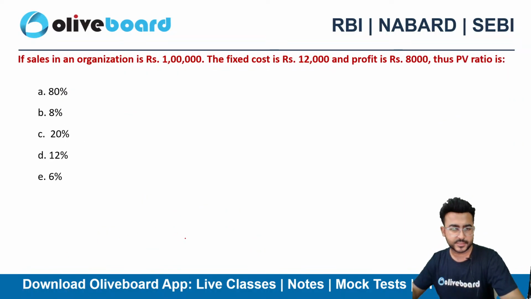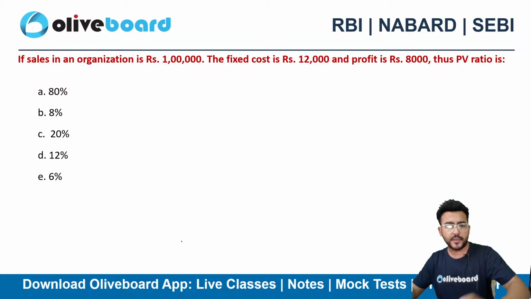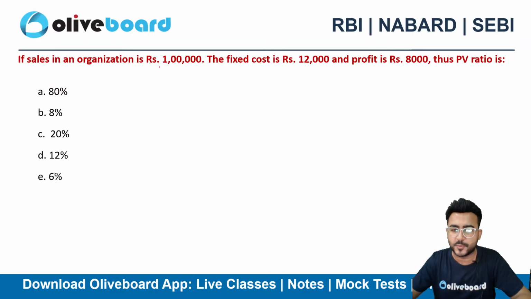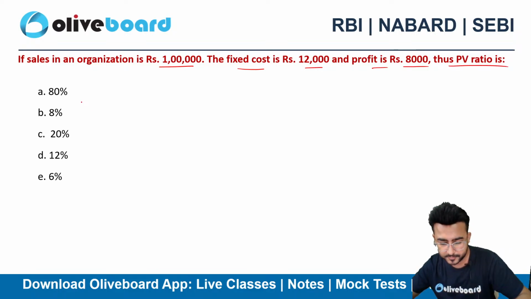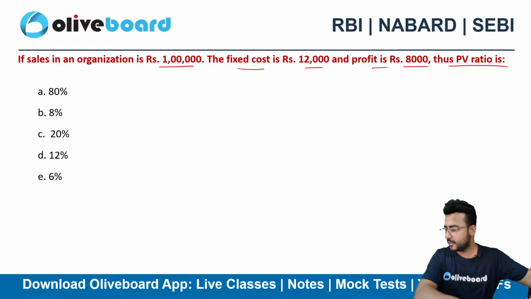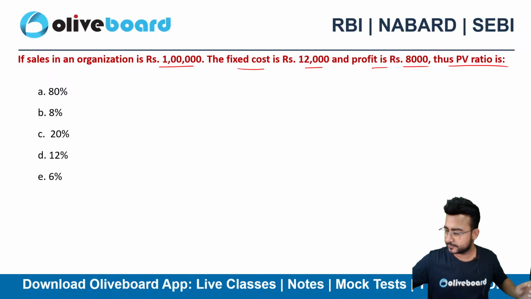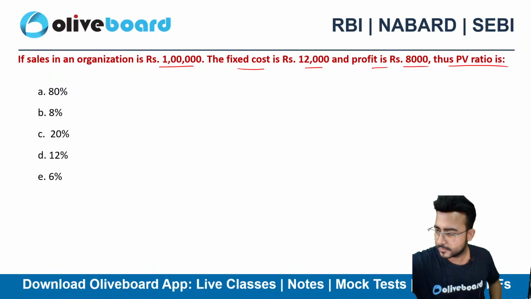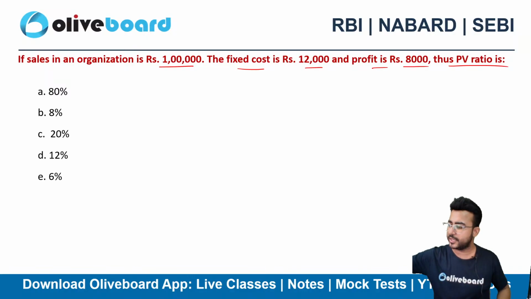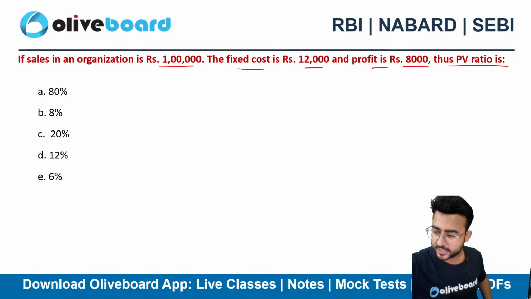Okay. Next question. If the sales in an organization is 1 lakh, fixed cost is 12,000, profit is 8,000, you need to find the PV ratio, the profit volume ratio. Now what is the formula to calculate profit volume ratio? Contribution divided by sales into 100, right? Contribution divided by sales into 100 is the formula.